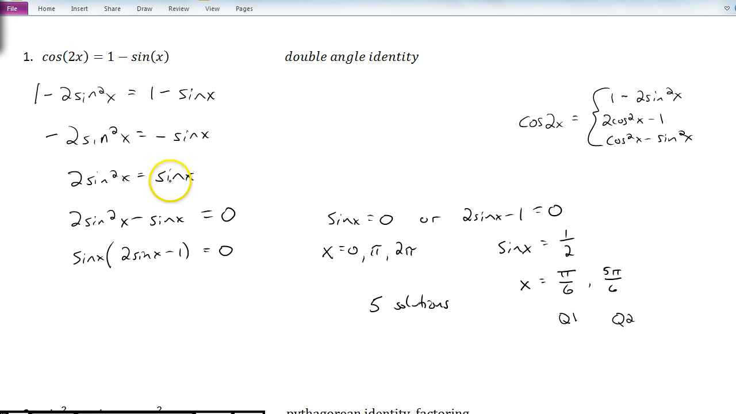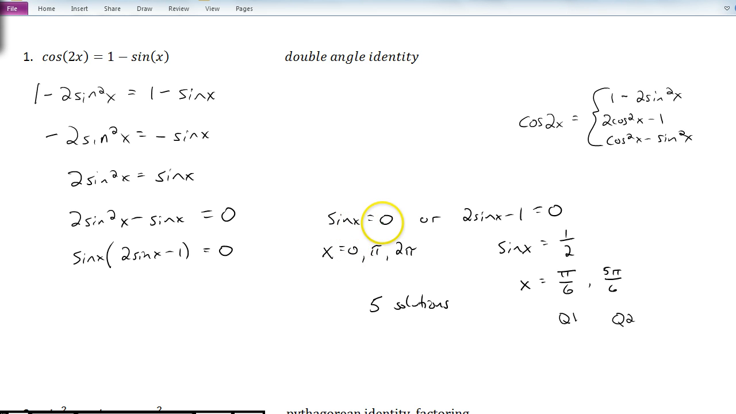So instead I subtract and factor. I subtract the sine x from both sides, I factor out a sine x, and I get this. This is the end of the algebra. Well, I guess invoking the zero product property over here is really the end of the algebra, but from here on is the trigonometry.